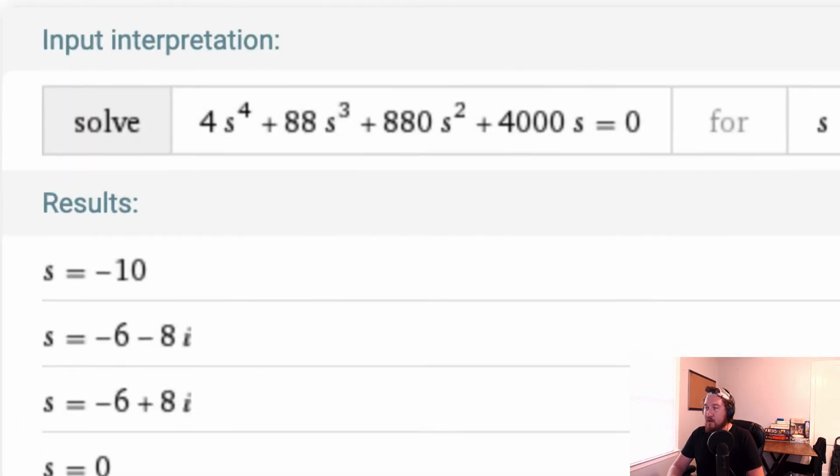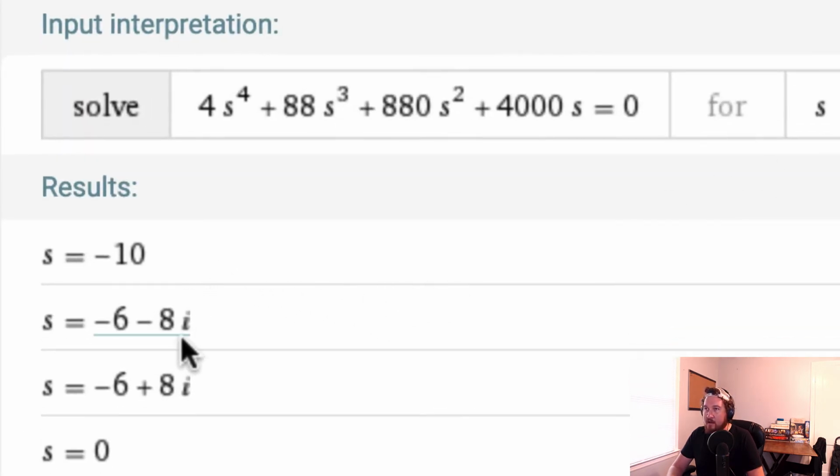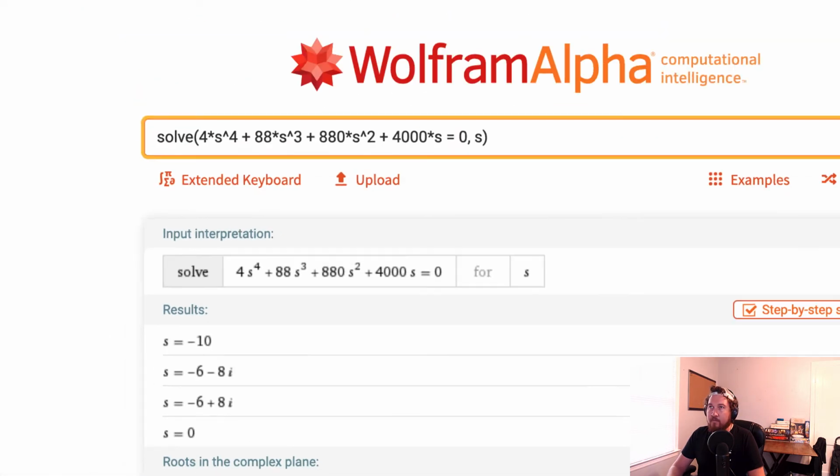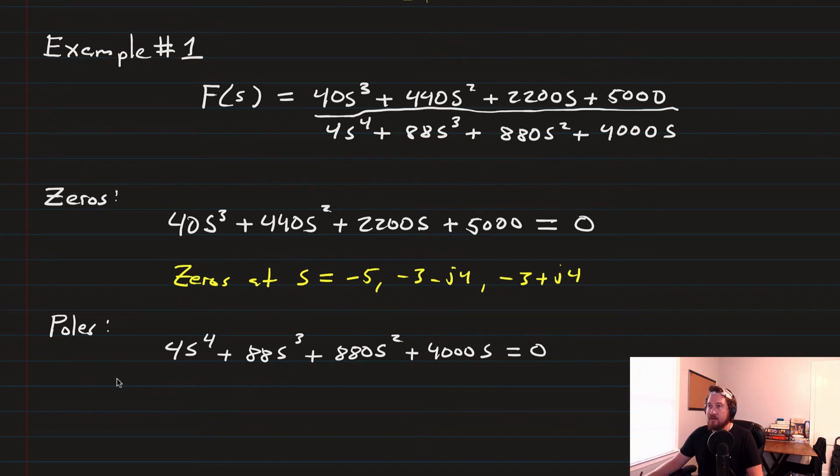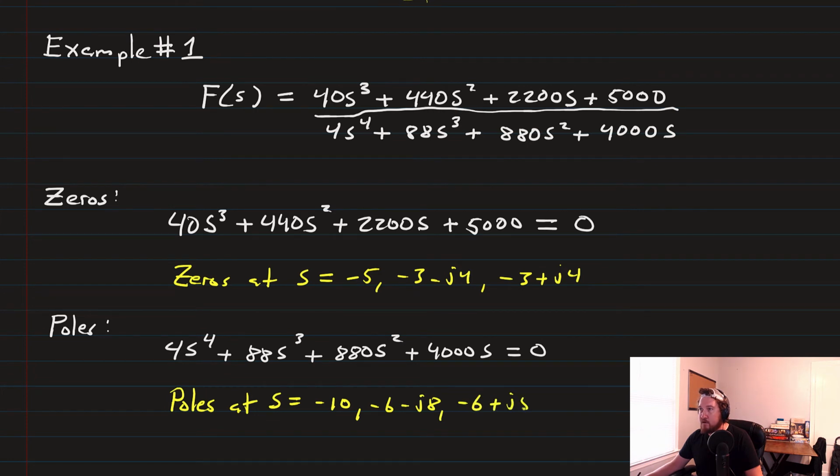Let's get our solution. All right, here we go. We have s is at minus 10, minus 6, minus 8i, minus 6 plus 8i, and then s equals 0. So let's go ahead and jot that down. We've got our poles now at s equals minus 10, minus 6, minus j8, minus 6 plus j8, and at 0. And that is all there is to it. This is how we find the zeros and poles of our Laplace transform functions.